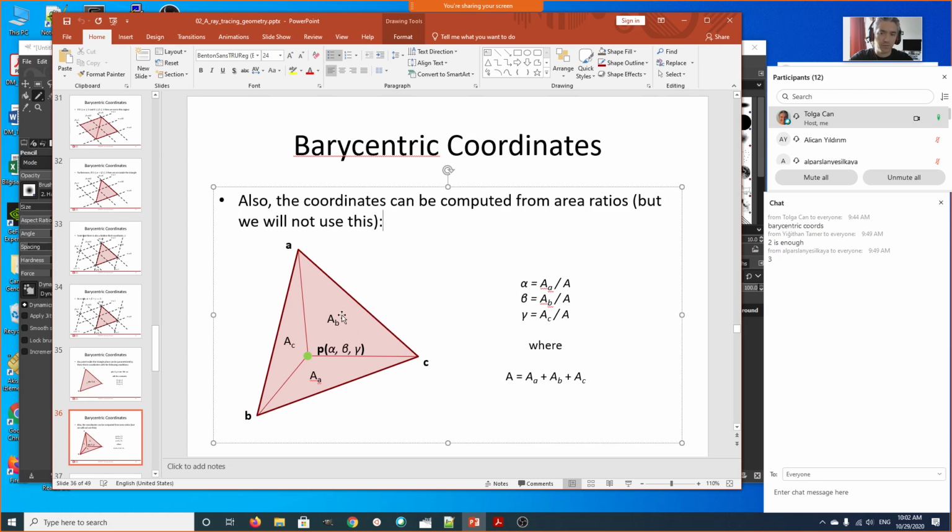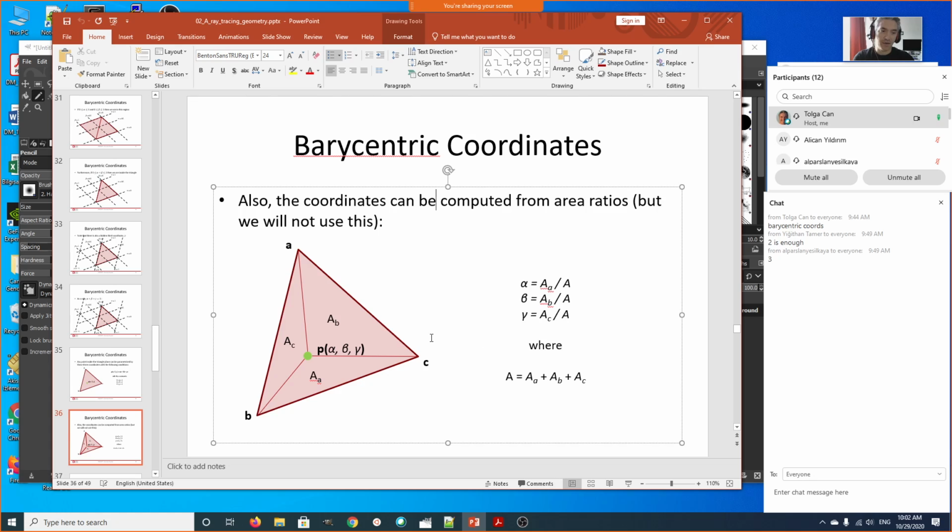You can also use, for example, the cross product to do the same thing. The magnitude of the cross product of 2 edge vectors of a triangle gives you the area of the parallelogram, so the magnitude of the cross product divided by 2 gives you the area of the triangle. So you should be able to figure out these AA, AB, and AC, and also the total area of the triangle. From that, given a point's coordinates, you can find what alpha, beta, gamma are.